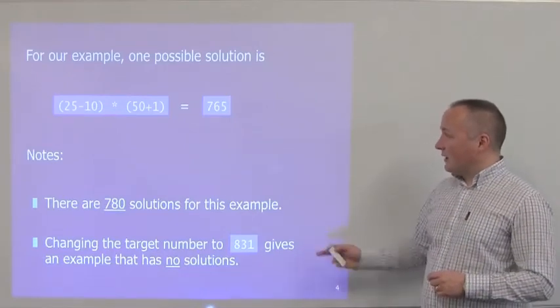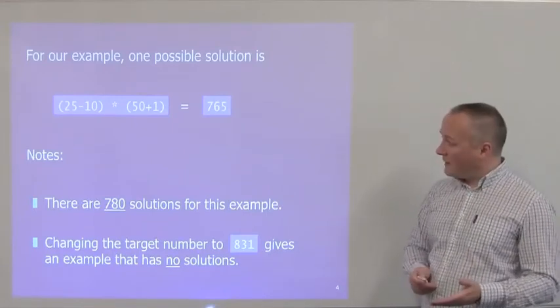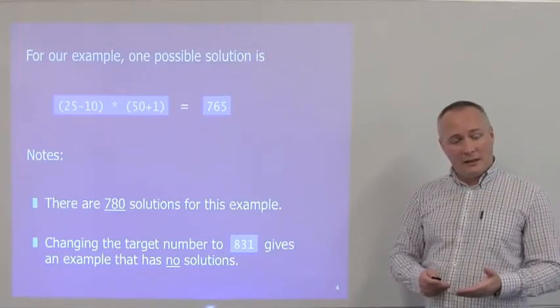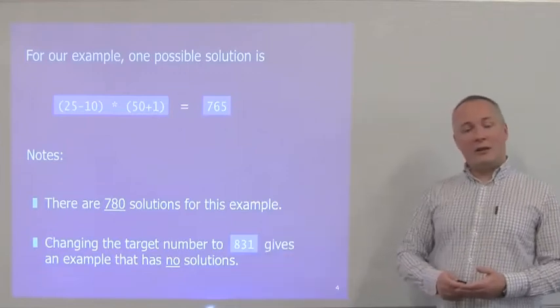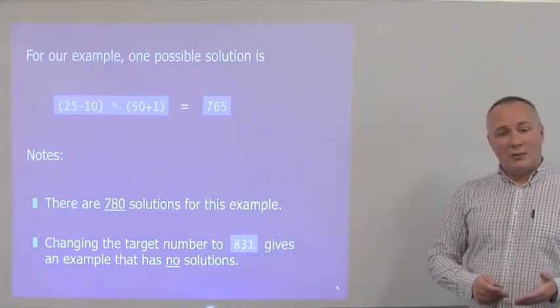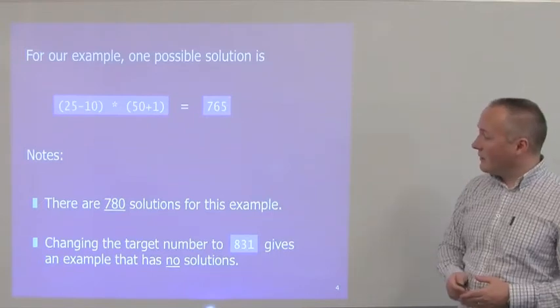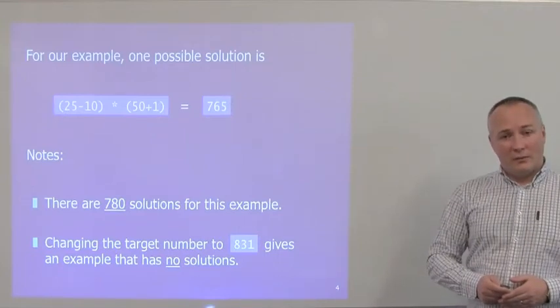You can also ask yourself, do all such problems have a solution? And the answer is no. For example, if you keep the 6 given numbers the same as the example we've just been thinking about, but you change the target to 831, then you end up with a problem which has no solution. Okay, so this is the name of the game. We want to try and write an efficient program that solves the countdown problem.